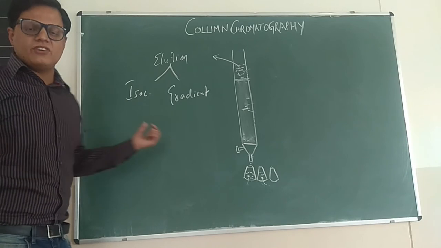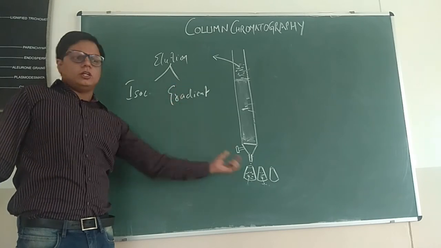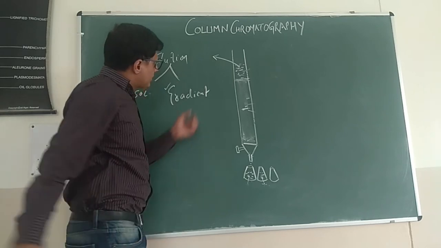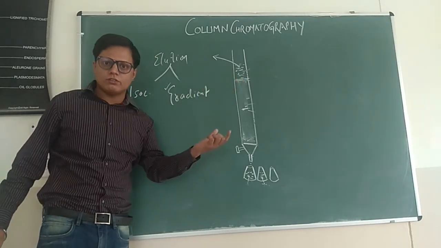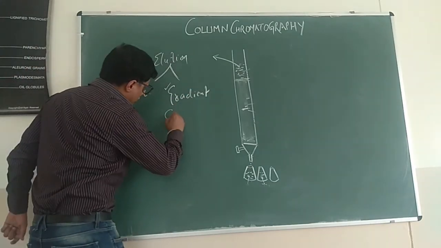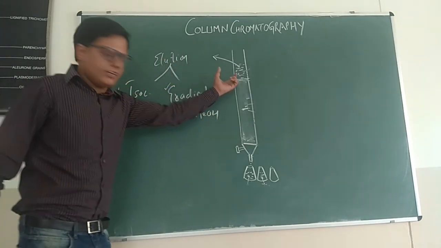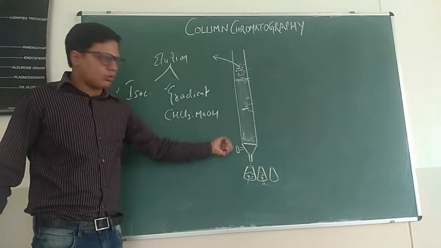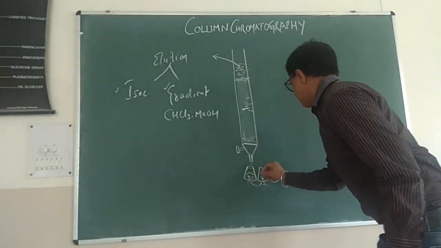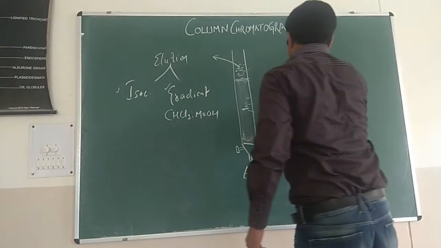Iso means fixed. When the mobile phase composition remains fixed throughout the procedure, it is known as isocratic. But many times we have to increase the concentration, or you can say the polarity, of the mobile phase gradually. Just see, what is gradient elution? Suppose you have chloroform to methanol as the mobile phase, and you start this column and collect fractions. Suppose you have to collect 2 fractions. So what is the next step? After the collection of fractions, you have to perform TLC studies. And in TLC, suppose this is your TLC.